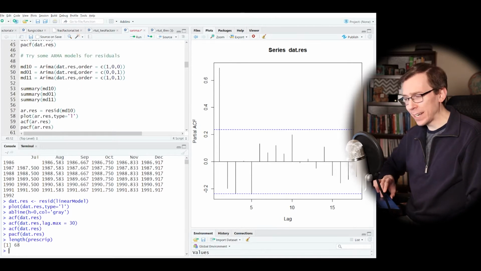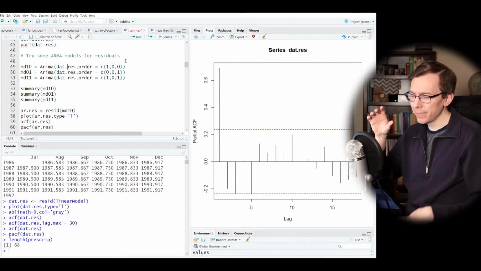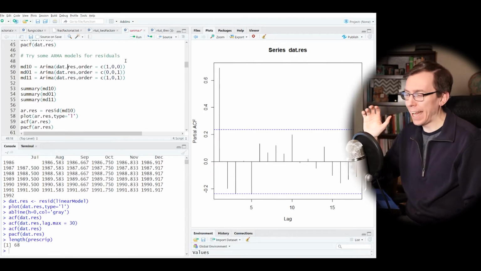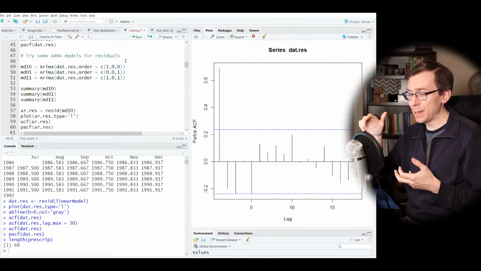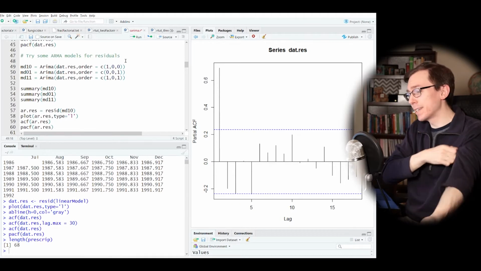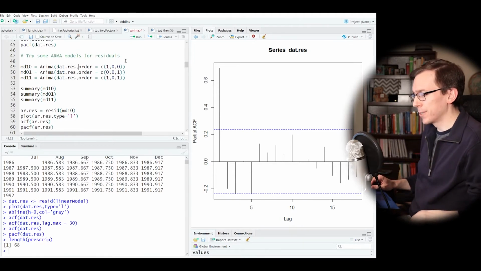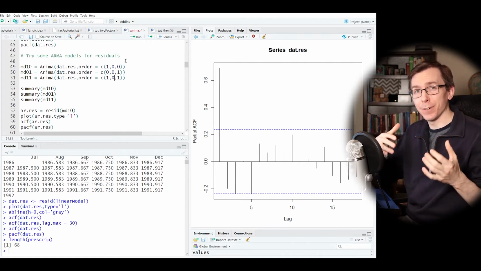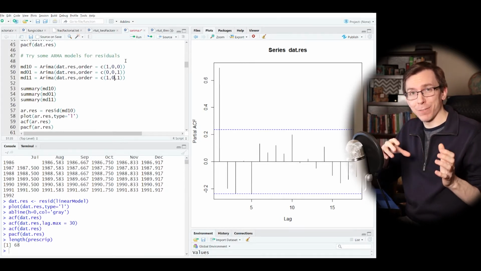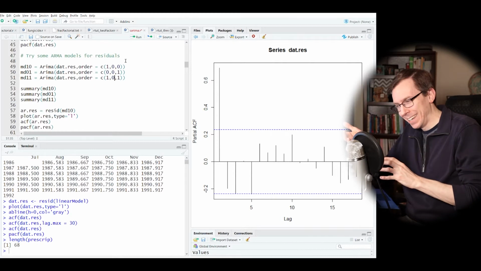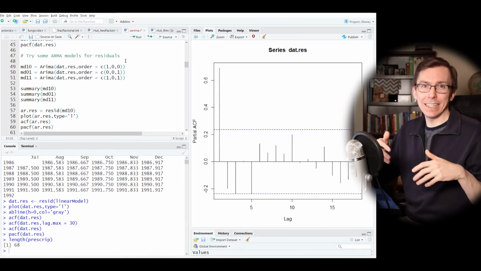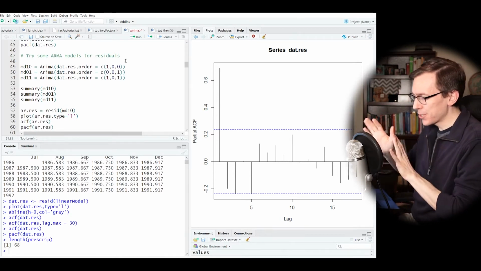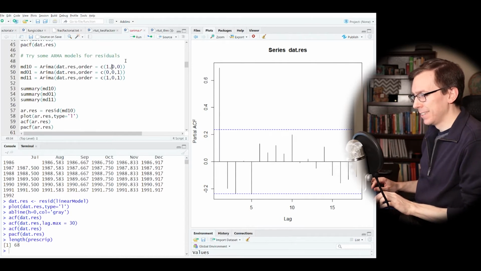So let's try to fit some models. In this next section, I have 3 different ARIMA models, non-seasonal at this point, just regular ARIMA models. I should say ARMA models because the differencing is 0. Because I already removed the linear trend, I'm not applying a first difference. A first difference would remove a linear trend, but I already did that using the LM function, so we don't need to do it a second time.